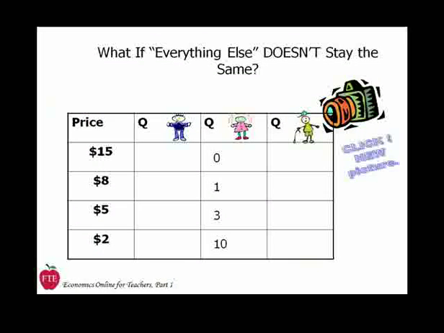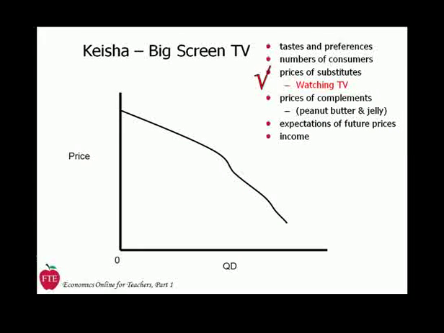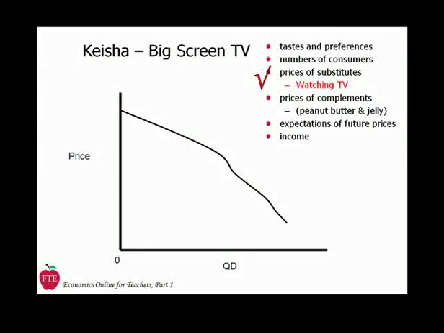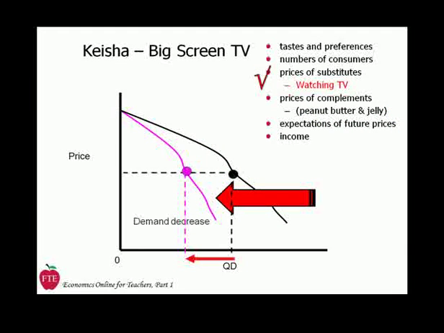Okay, what about Keisha? Sounds like the price of substitutes has changed for Keisha when her family got a big screen TV. Now she can get a big screen movie experience without paying the price of a theater ticket. So the substitute, movies at home, is cheaper, and Keisha's demand for theater movies falls, moving her demand curve which way? Yes, to the left, toward the smaller quantities of theater tickets.